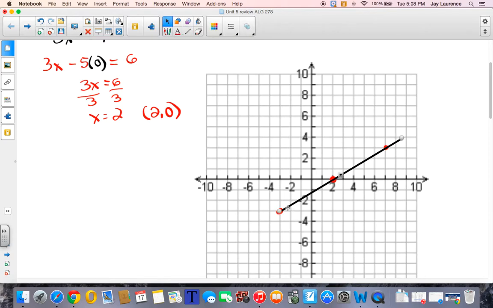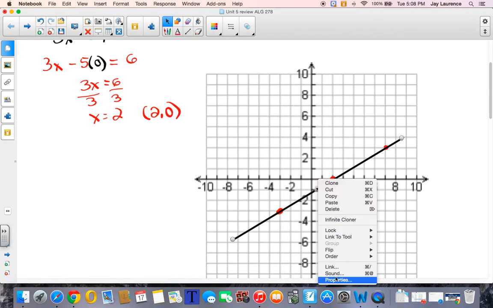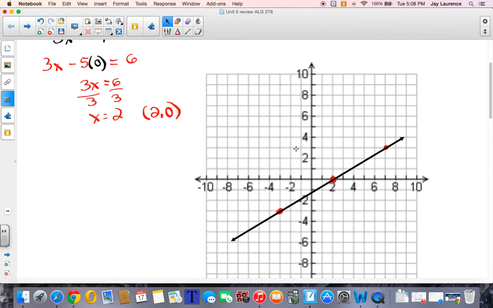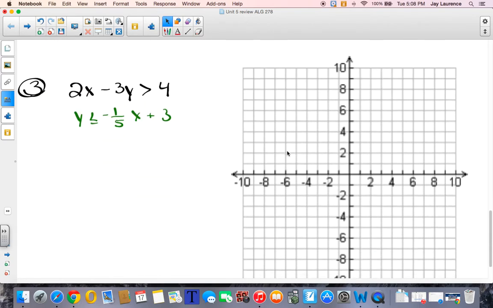And I really need to extend the line and put an arrowhead on there. I'm not sure why the default isn't a line, but I'm not sure how to change it. Maybe there is a way. All right, there we go. We just graphed in standard form.